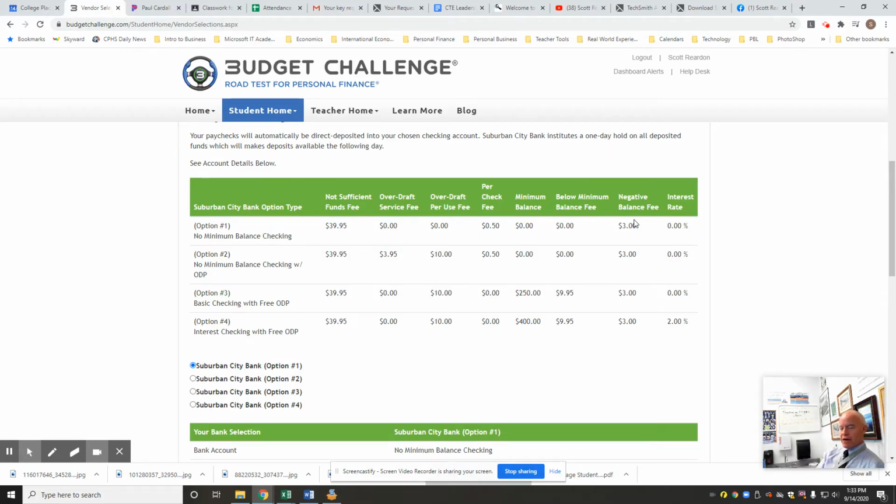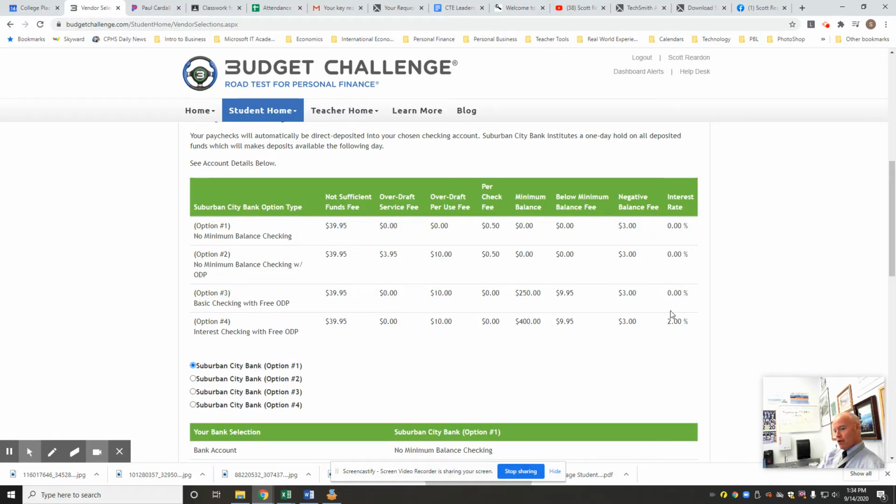Negative balance fee is in case your balance ever goes negative because of a bank charge, which hardly ever happens. And finally, interest rate. See, there's 2% down there for option 4. Now, interest is usually working against you. It's that extra amount you pay. And I really like this definition: it's the fee you pay for using someone else's money.